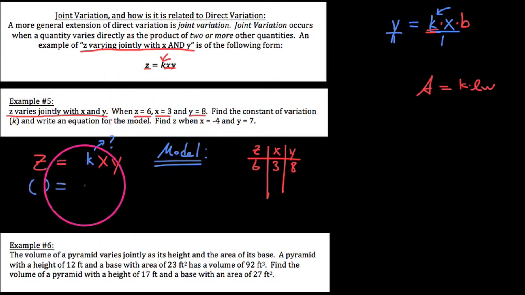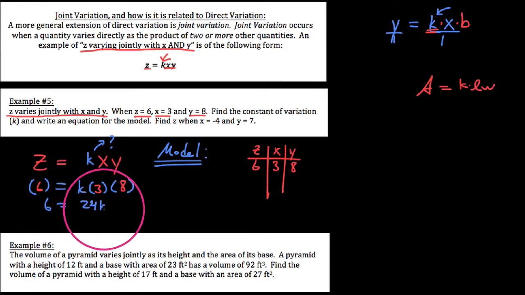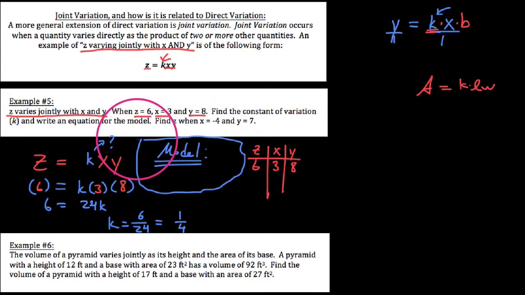So we say z is equal to k times x times y. We say z is 6, but only if x is equal to 3 and y is equal to 8. So in other words, 6 equals 24k, and k is equal to 6/24, or in other words, a fourth. So our model, this thing that I'm going to write right here, should say z is equal to our constant of variation, which is a fourth, times x and y. This is our model.